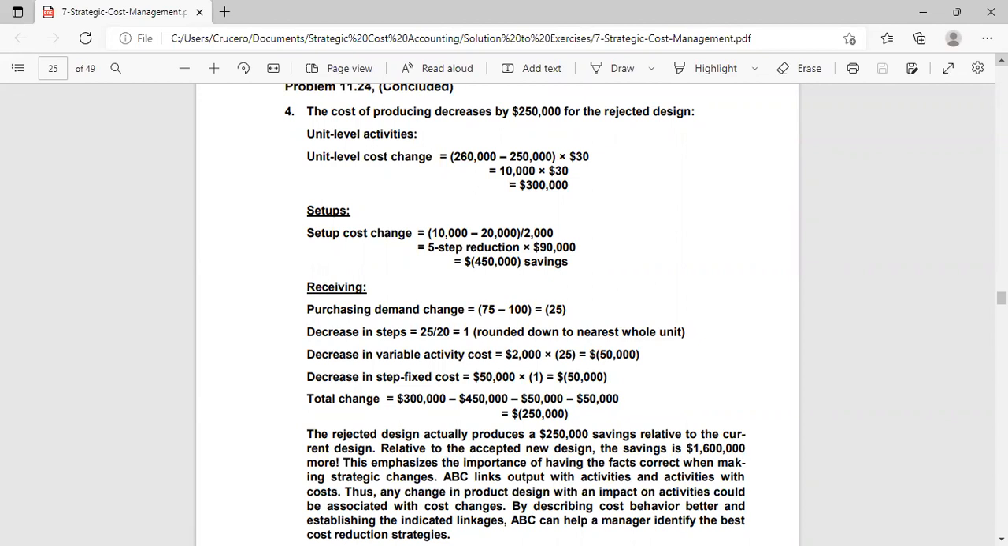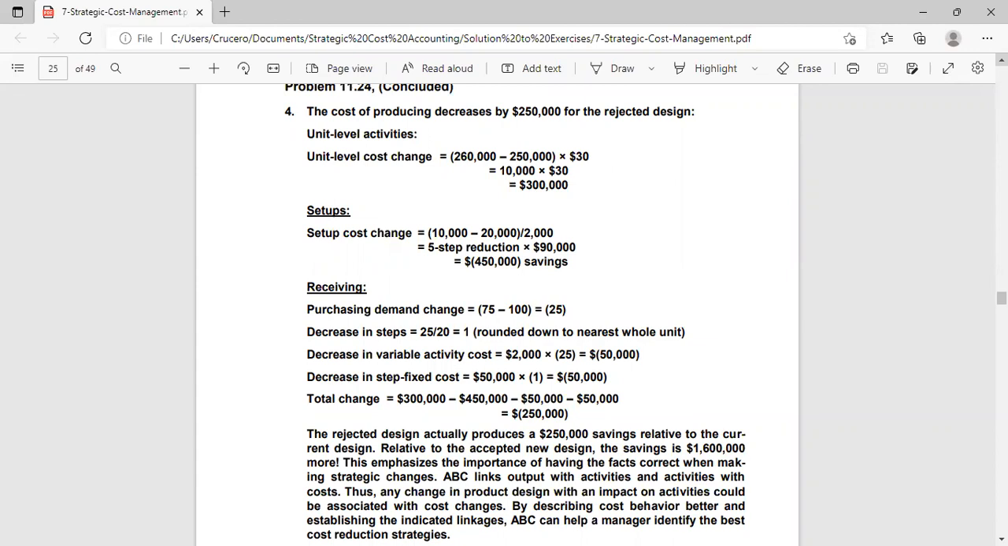So for the cost of producing, it decreases by 250,000 for the rejected design using the unit level activities. The change of 10,000 times 30 or 300,000. The setup cost change is 10,000 divided by 2,000 with the 5-step reduction times 90,000.